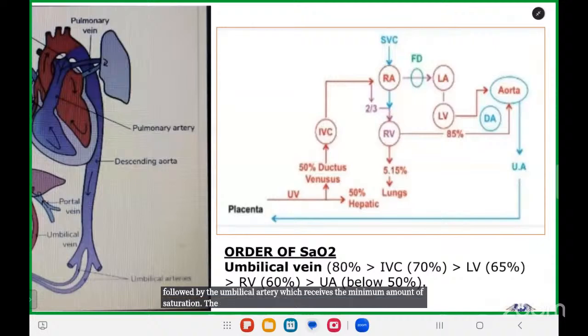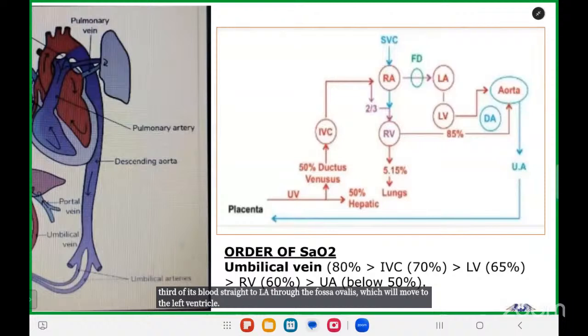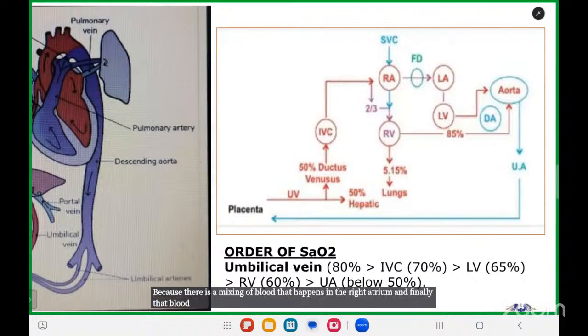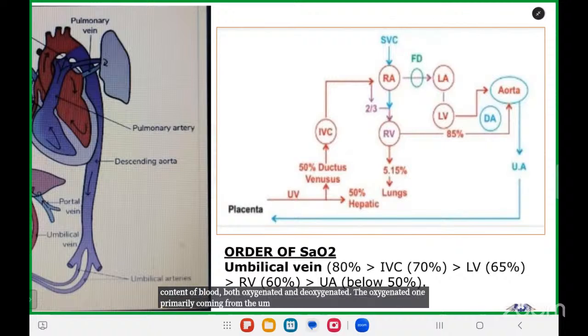The question that is often asked is, why is the left ventricle saturation more than the right ventricle saturation? So if you actually see, right atrium, as I said, will directly shunt almost 1/3 of its blood straight to LA through the fossa ovalis, which will move to the left ventricle. Right atrium is not just receiving blood from the IVC, but is also receiving deoxygenated blood from the SVC. Because there is a mixing of blood that happens in the right atrium, and finally that blood goes to the right ventricle. So the right ventricle has a mixed content of blood, both oxygenated and deoxygenated. The oxygenated one primarily coming from the umbilical veins, the deoxygenated one coming from the superior vena cava. So because of this mixing, the right ventricle saturation is always lesser than the left ventricle saturation.